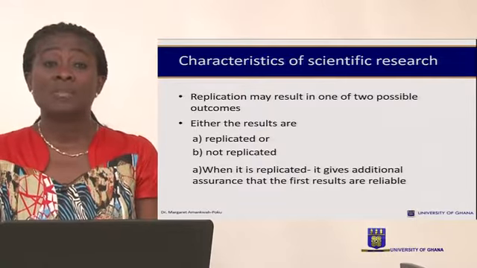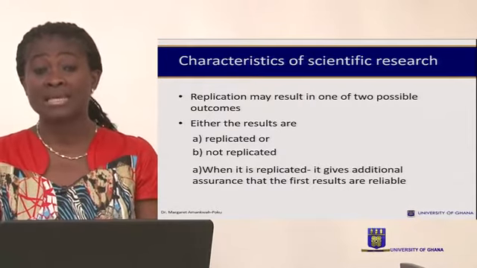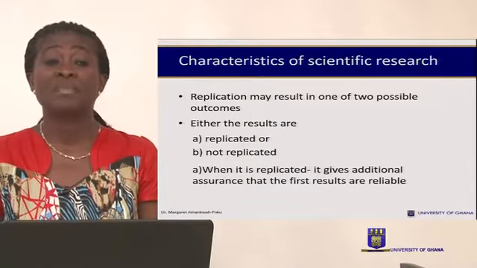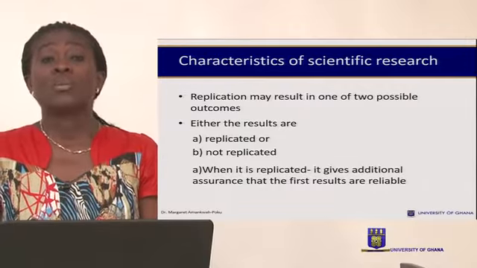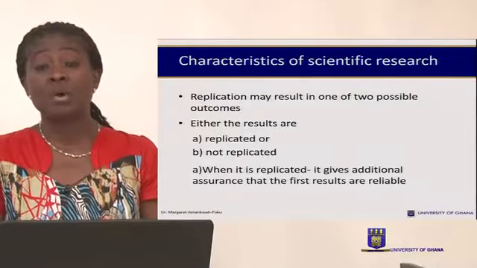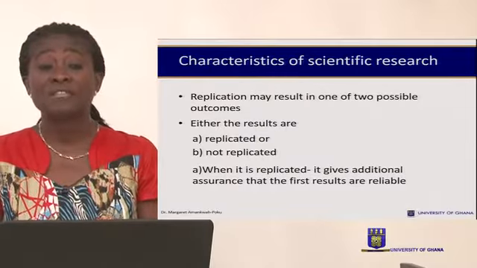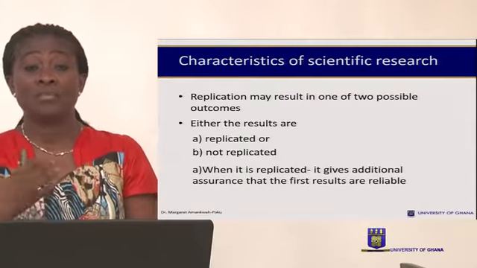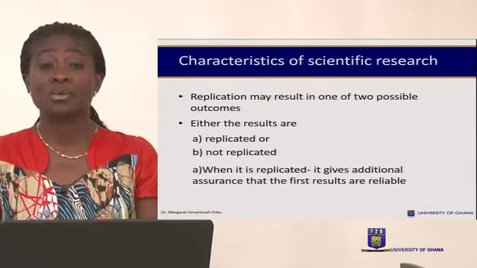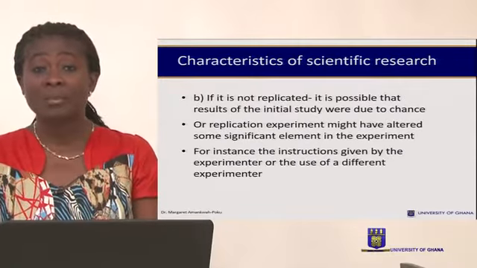So when the initial results are replicated, for example, if we find out that those who take in more alcohol perform poorer than those who take in less alcohol, then it means that our initial findings have been replicated. Now, if initially we found out that those who take in more alcohol perform poorer than those who took in less alcohol, and then we replicate the study and we find out that actually there's no difference between the two groups, it means that we did not obtain the same results as we did initially. When we obtain the same results, then it gives additional assurance that the initial results we obtained are reliable.